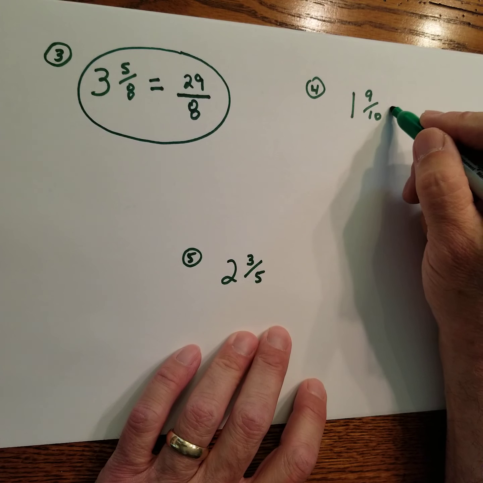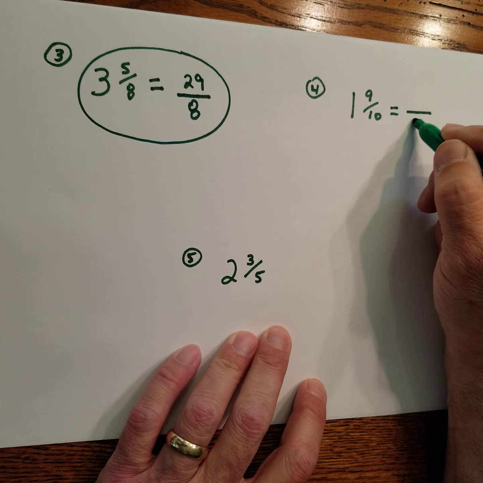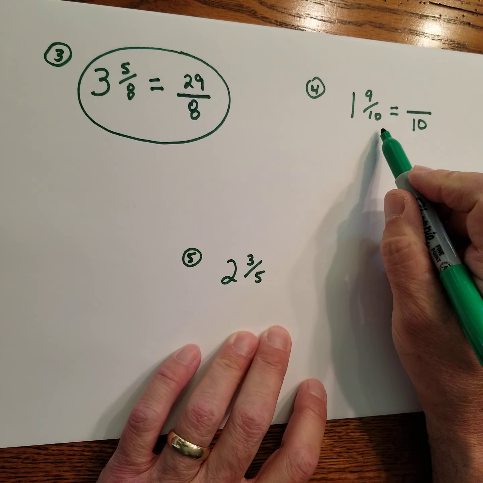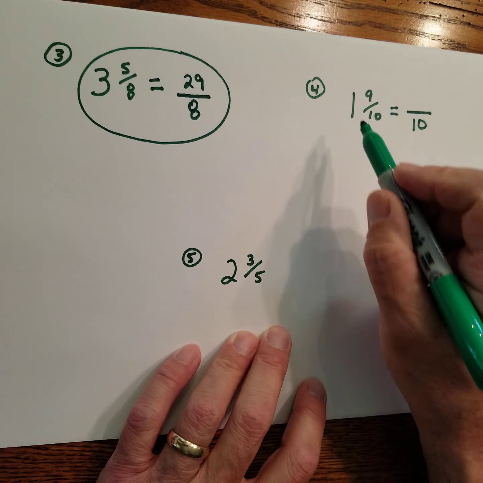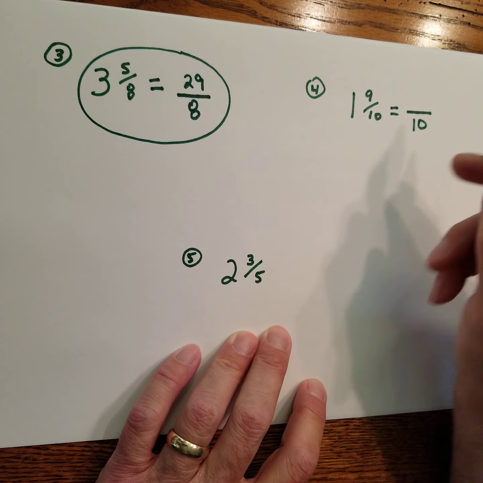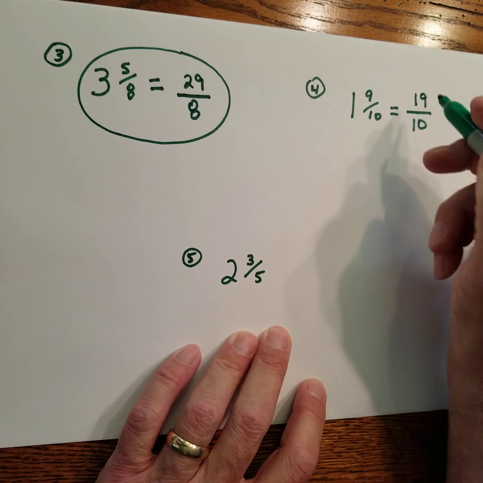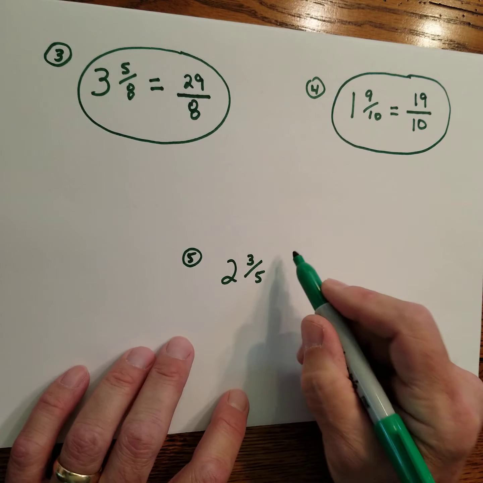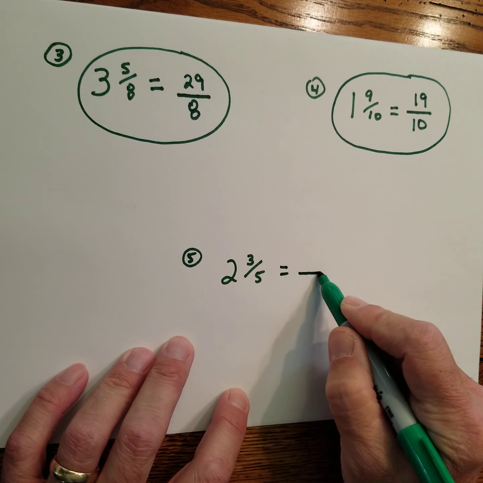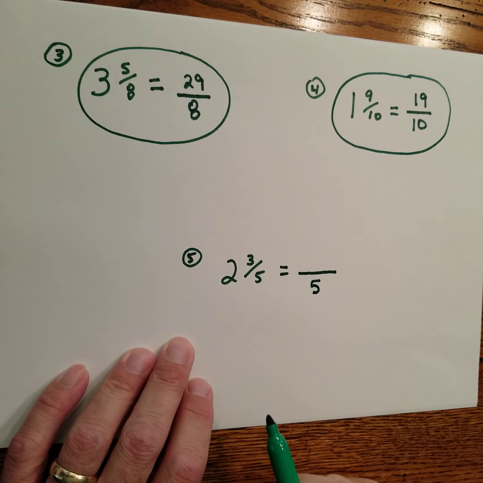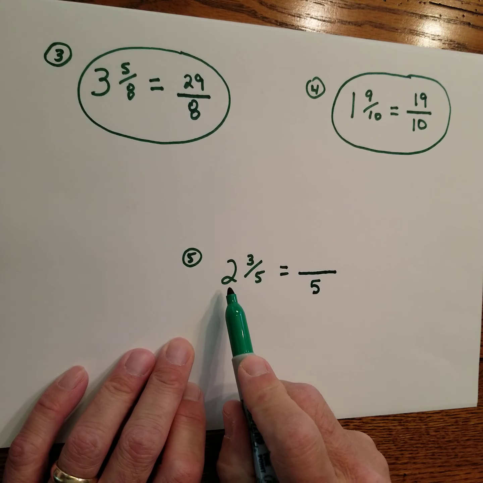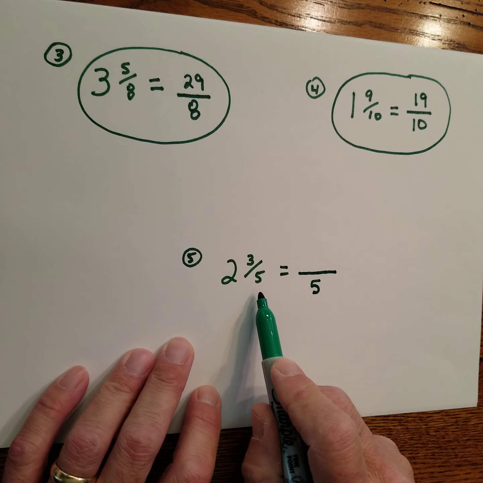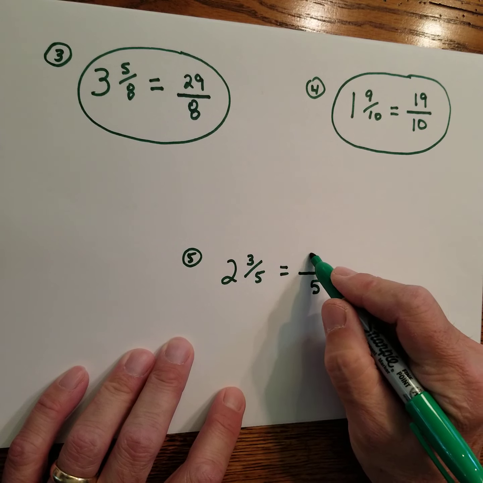For 1 9/10, keep the denominator. Then 1 times 10 plus 9. 1 times 10 is 10, plus 9 is 19. For 2 3/5, there's my denominator. Now 2 times 5 plus 3. 2 times 5 is 10, plus 3 is 13.